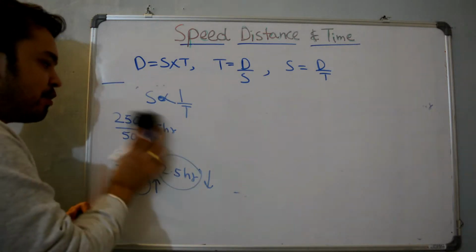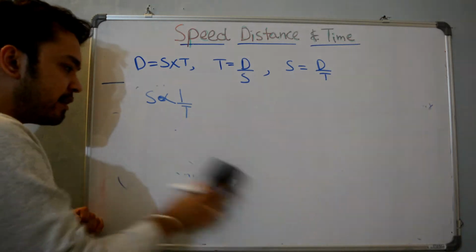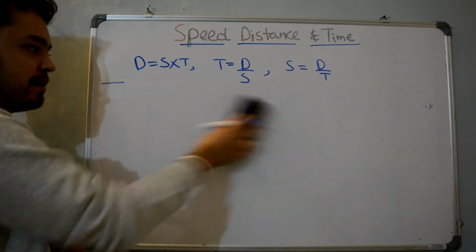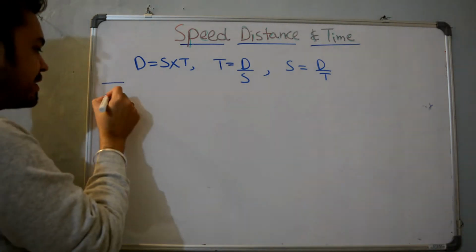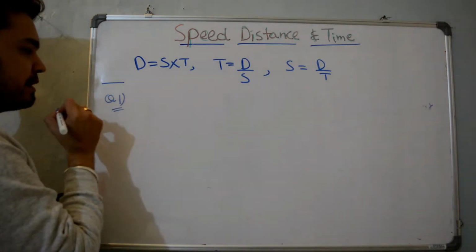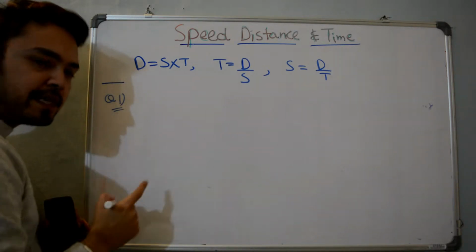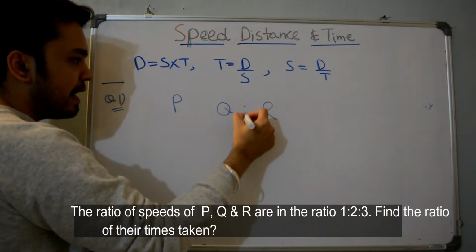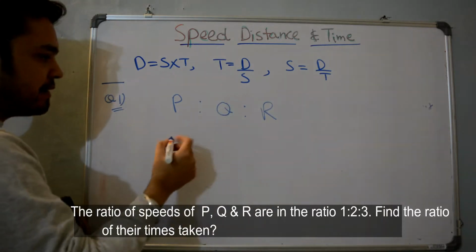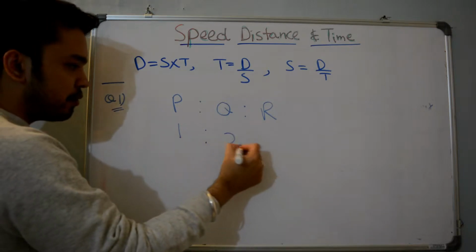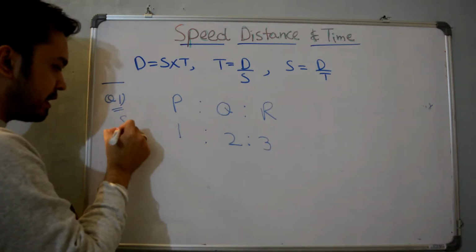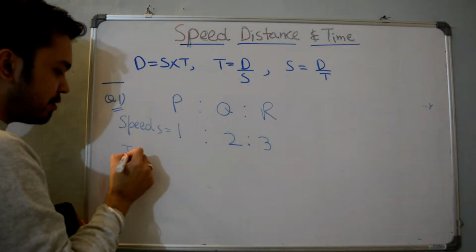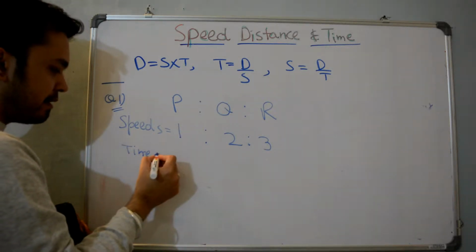Clear? So, from this concept, we will be doing our very first question. The questions will be appearing on your screen. So, our first question is that we are given the ratio of speeds of three people, namely P, Q and R. They are given in the ratio of 1 ratio 2 ratio 3. We are given the speeds. Okay, you have to find the ratios of their time taken.